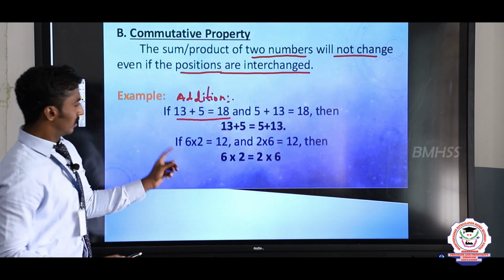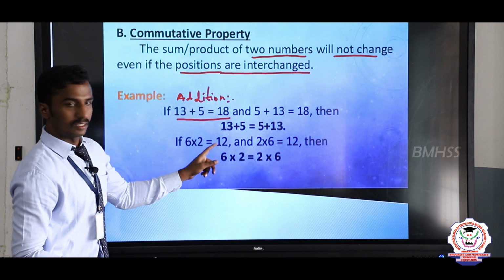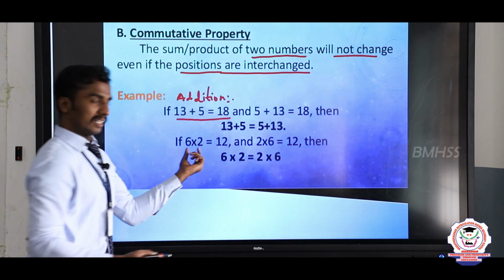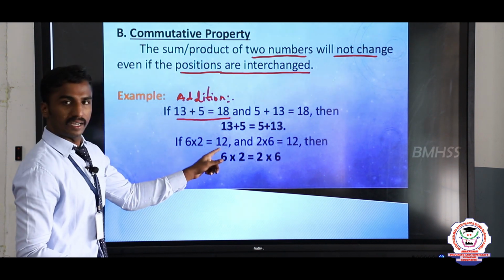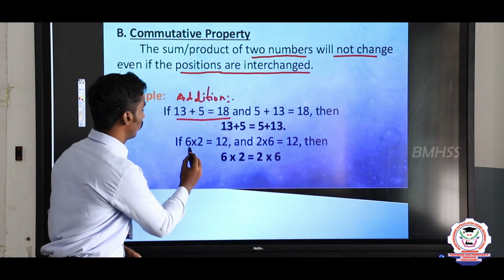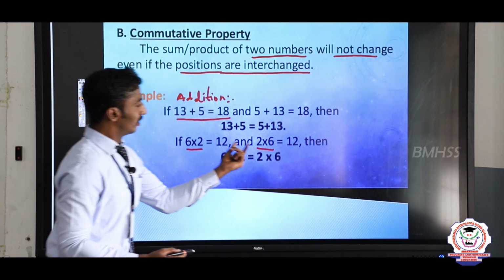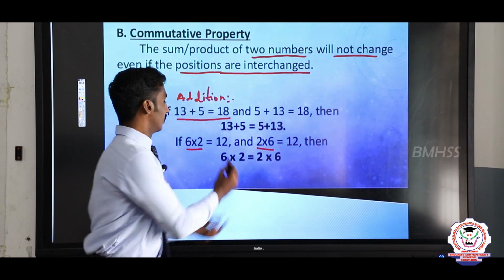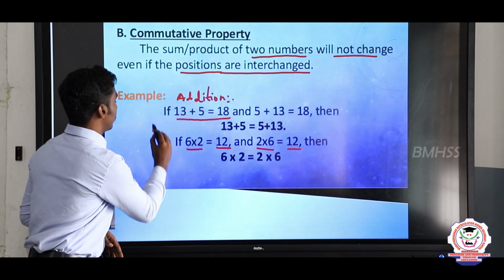Next one, multiplication. 6 into 2, we get 12. Interchange these two numbers, 2 into 6, we get 12 only. So there is no change. This is multiplication.